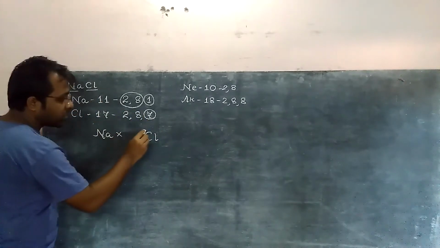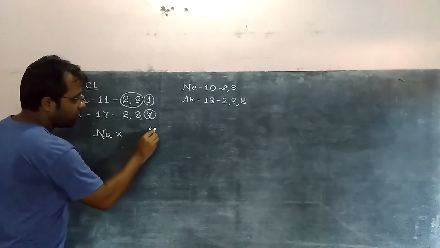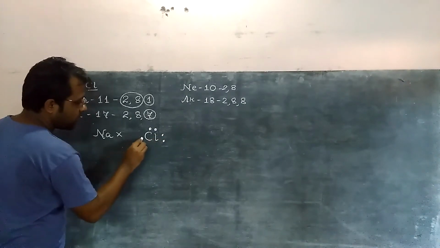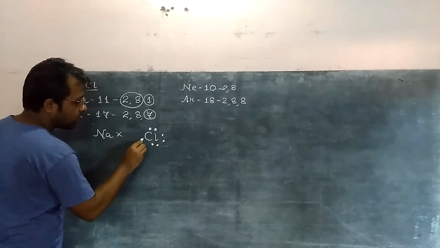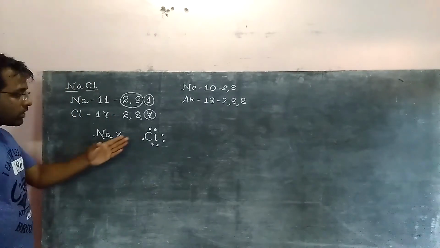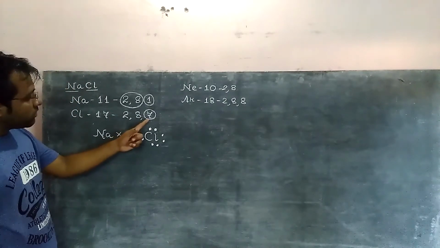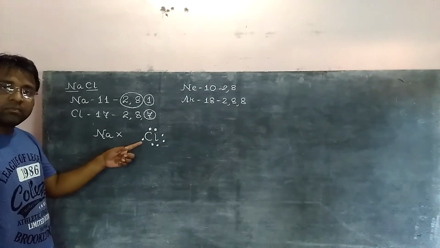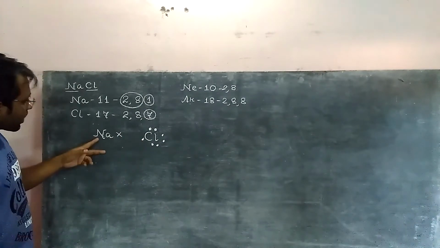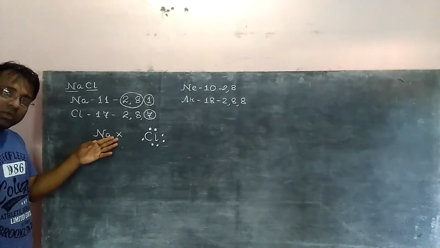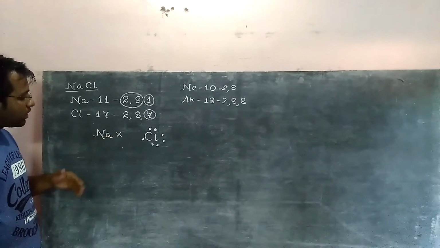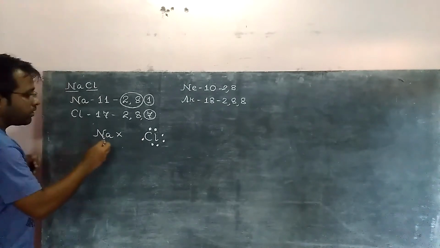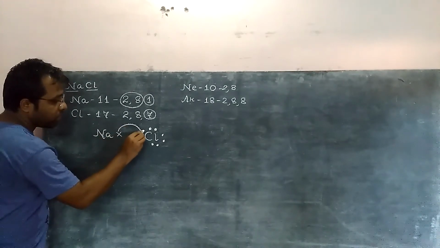And what about the chlorine? You see how many valence electrons are there? 7. So let us represent them with the help of a dot. So these are the dotted representation of the electrons of chlorine. 7 valence electrons are there, so we have represented them with the help of 7 dots. And what about sodium? Sodium we have represented with the help of a cross sign. Now what is the function of sodium? It will lose its electron. So it will lose its electron to chlorine.